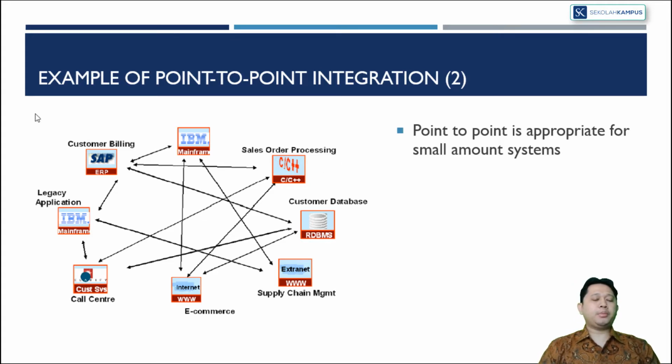This is an example of a big system that involves many systems, and as you can see here, there are so many links. Okay, and then we can see that this is very complicated. So we can say that point-to-point is only appropriate for a small number of systems. When the number of systems is large or huge, it may become a complex system with point-to-point integration.